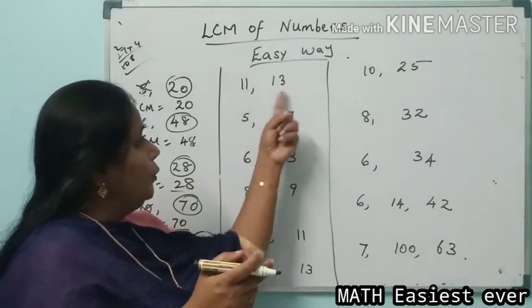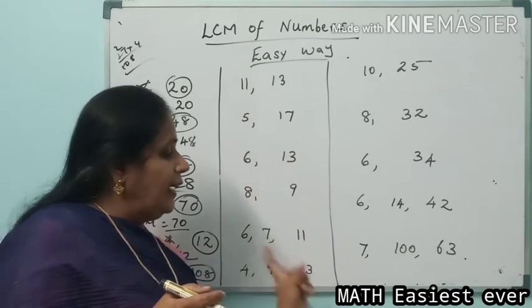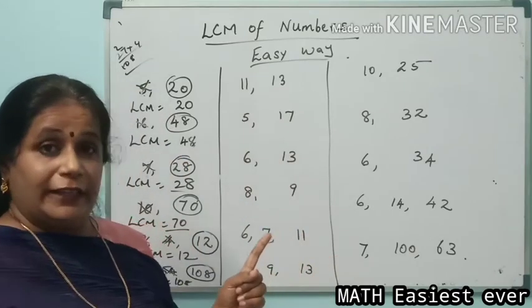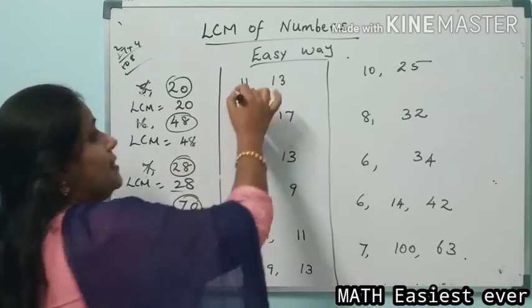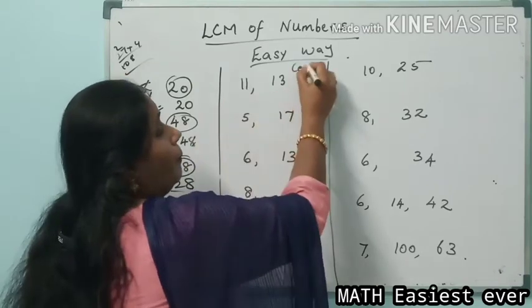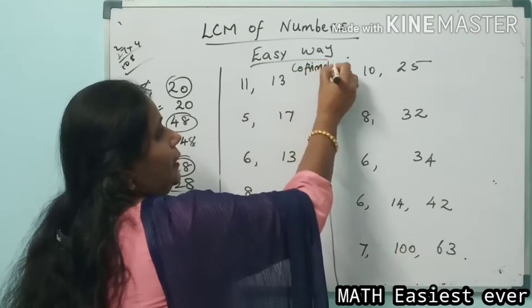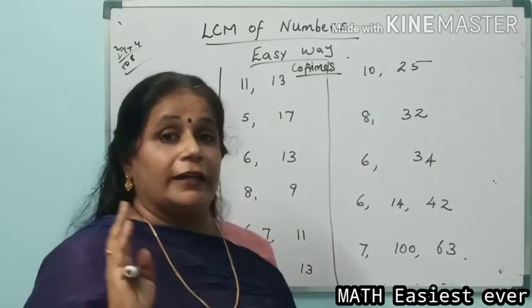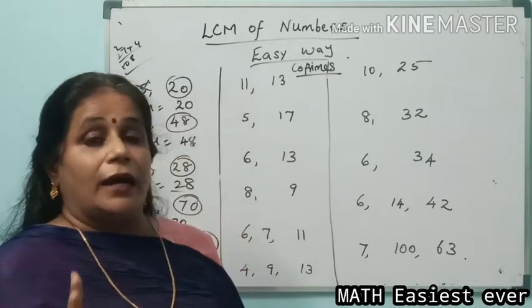That is, two or three numbers which do not have any common factor in between them. In other words, these numbers are called co-primes. Hope you must have learned. Coprimes means the numbers which do not have any common factor in between them, except one.